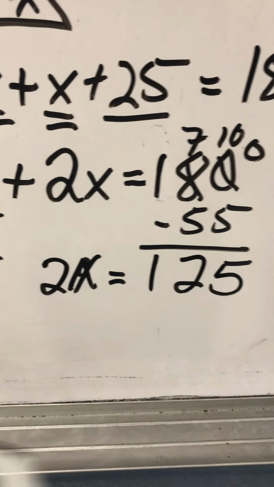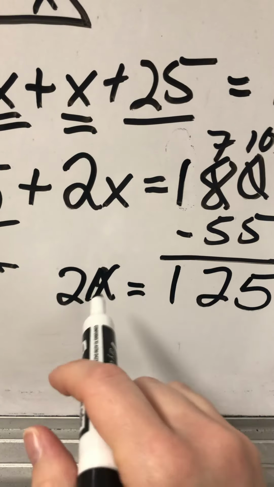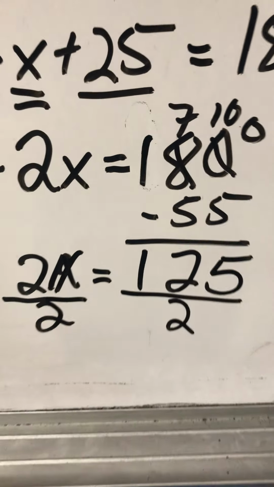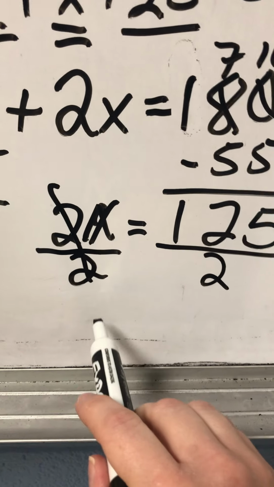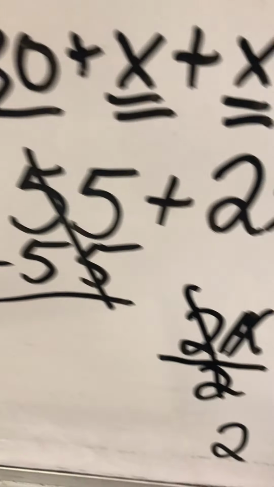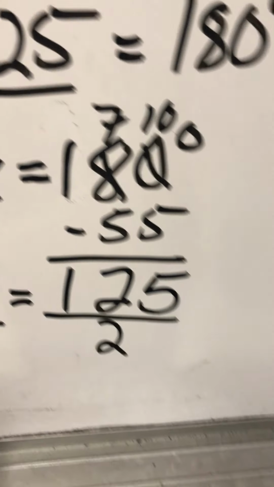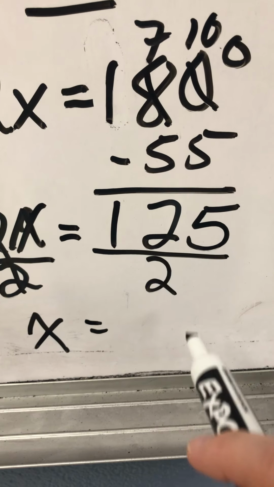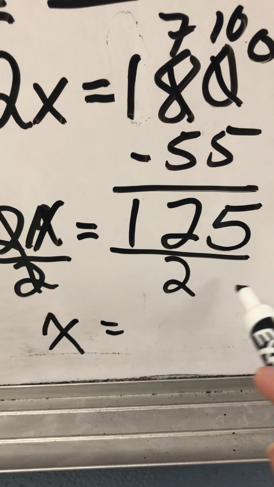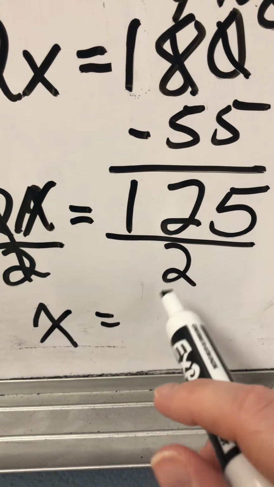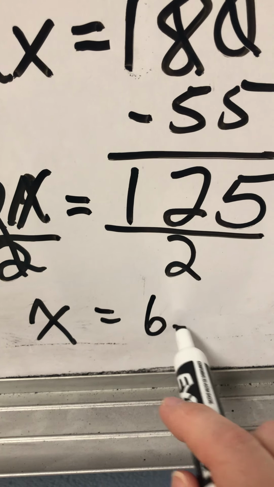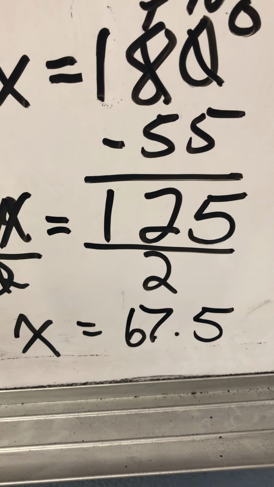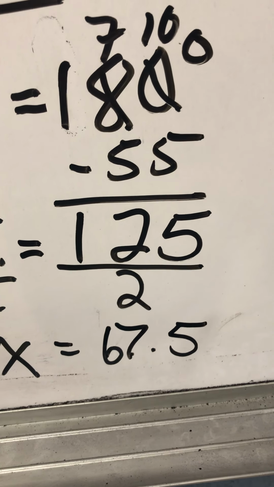Apologize for that. All right, so now we've got this problem. The last thing we need to do to get x all by itself is divide each side by 2. When you do that, you're going to get x all by itself because your 2's cancel out. And you're going to be left with 125 divided by 2. I do not have a calculator with me right now, so that's going to be 67.5. I believe, I'm trying to do that in my head.